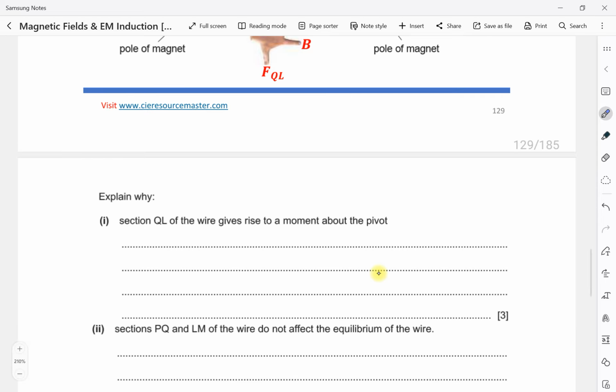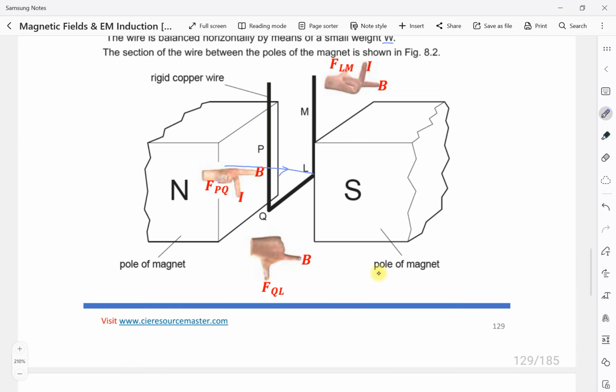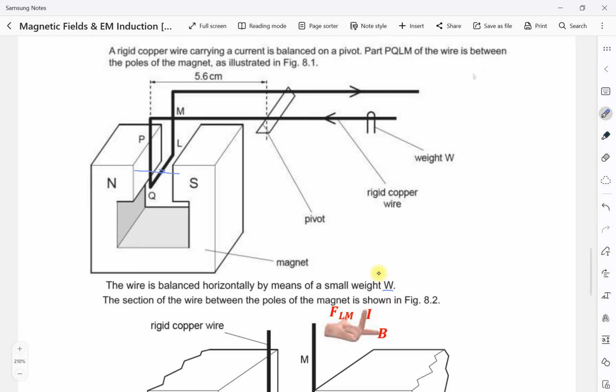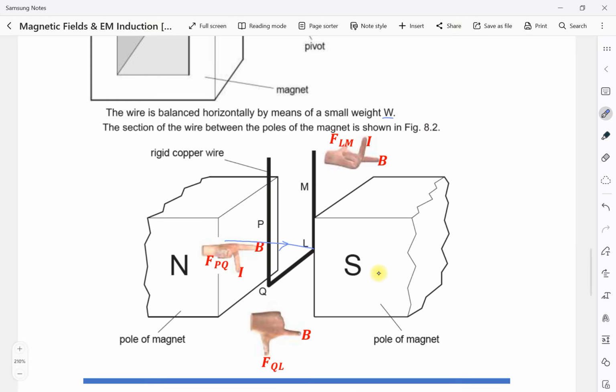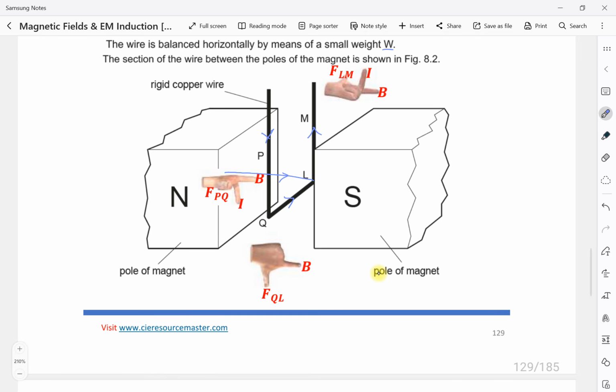Explain why section QL of the wire gives rise to a moment about the pivot. So when you look at section QL, it is this one here. Let's assume the current was flowing like this. So in section QL, the current is flowing like that. So look at section QL.